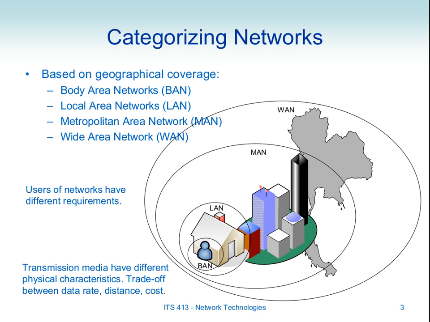Moving up to a larger area, we have different technologies for covering, let's say, a metropolitan area, a MAN. Not so common, but it's in use. That is, connecting office buildings across a city, or an internet service provider providing a network connecting different points of presence in a city. So all across Bangkok, for example. That may be called a metropolitan area network.